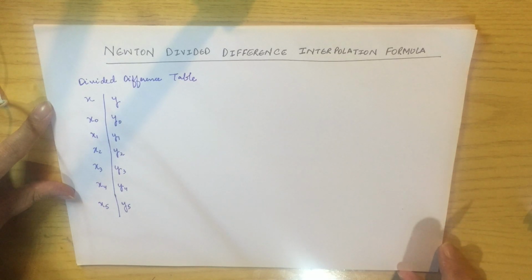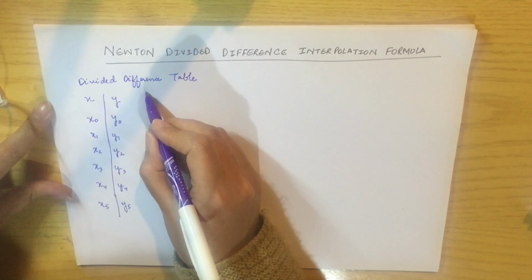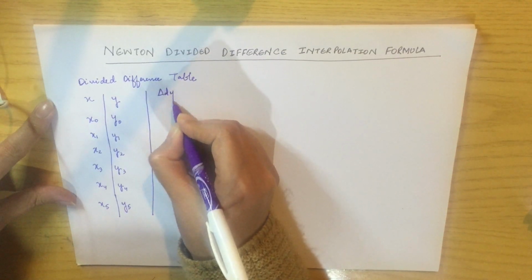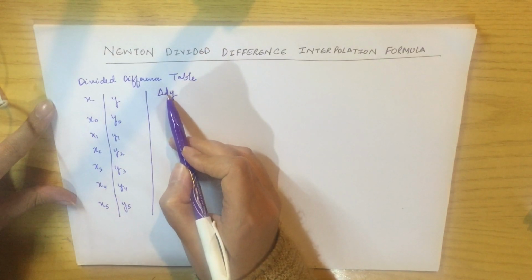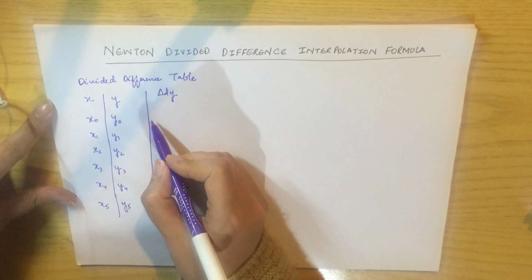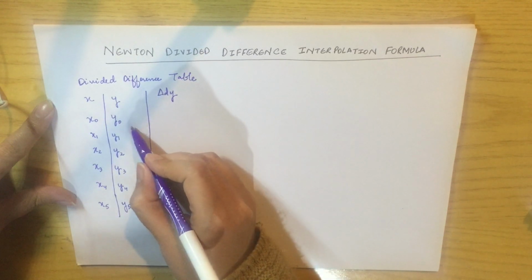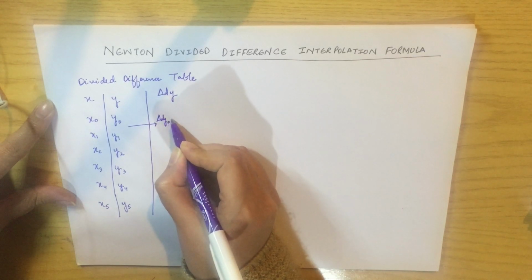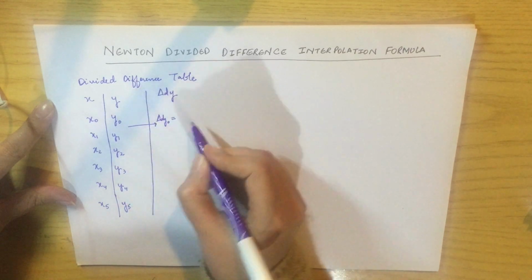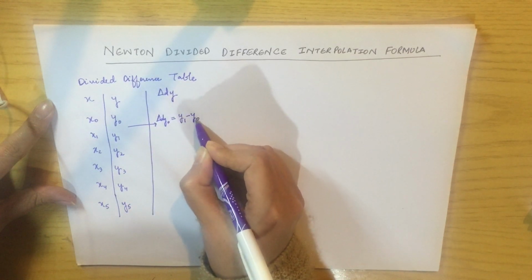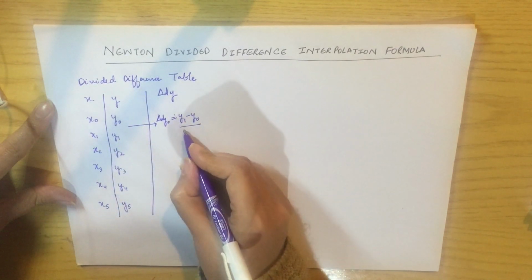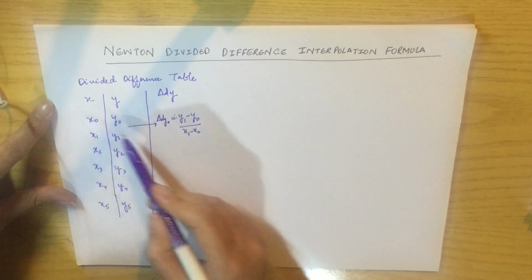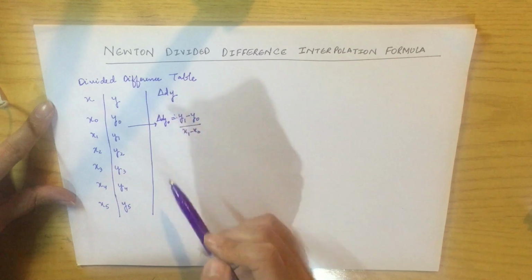The first thing we have to know about the divided difference table is that we first calculate the first divided difference, that is delta dy, because this is the divided difference, that is why we show it as d. The first one will be delta dy0, which is equal to (y1 minus y0) divided by (x1 minus x0). So the difference of these two divided by the difference of these two gives us the first divided difference of y.